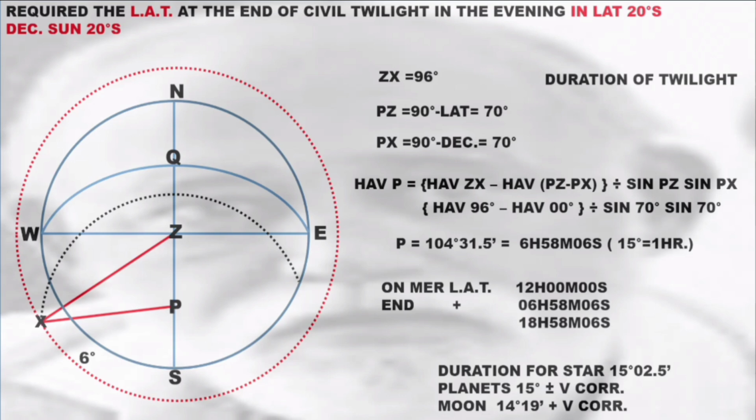Duration of twilight. Now he wants me to find out the duration of twilight. So I should have this angle here. This angle, what I've already calculated, the difference of them would give me the duration of twilight. This is a similar question, but I have put it here just so that you remember that it has to be divided not by 15.